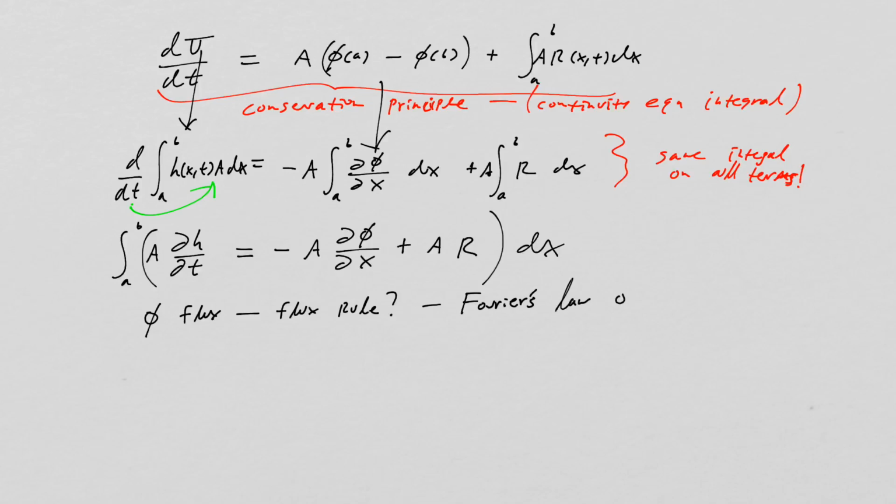It states that the flux is equal to negative Kc times the partial derivative of temperature in space. Kc is called the heat conductivity, and it's a material constant.